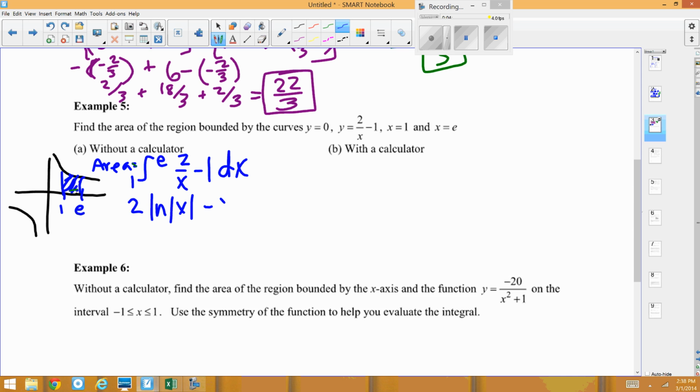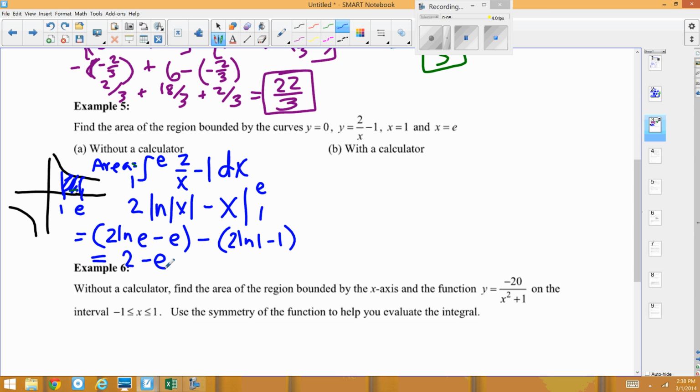So minus x. Oh, how could I forget that? All right, 1 to e. Good thing I noticed. So there we go. 2 ln e minus e, minus 2 ln 1 minus 1. Oh man, I can't believe that big mistake. So 2 ln of e, that's just 2, minus e, minus ln of 1 is 0. So then plus 1. So I get 3 minus e.